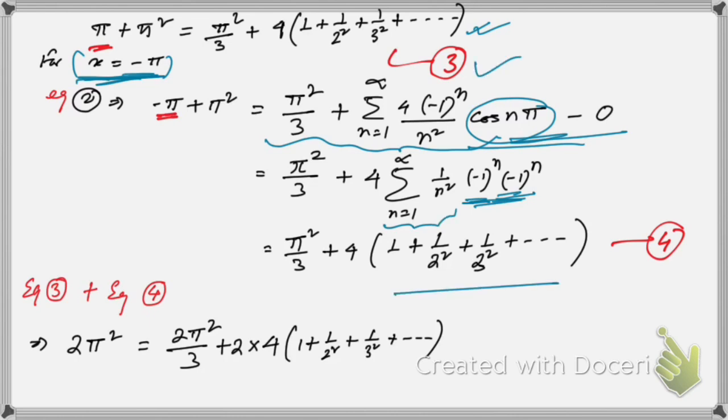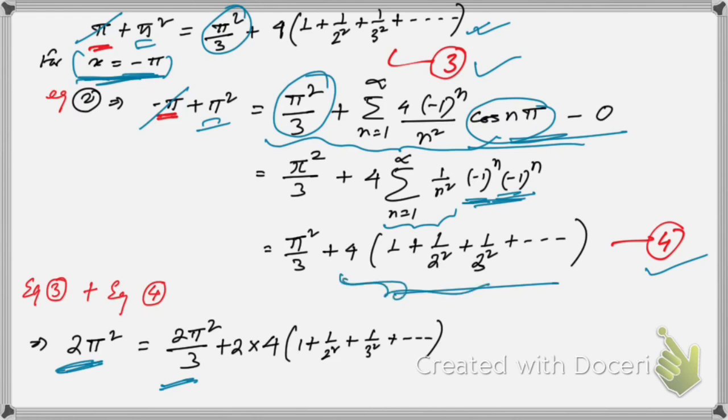Now adding equation number 3 and equation number 4, if you add these two, then plus pi and minus pi will cancel. Then pi square plus pi square is going to be 2 pi square. And if you add this pi square by 3, we have got 2 pi square by 3. And if you add this term here, you can see these two terms are the same, right? So we can write 2 into 4 within bracket 1 plus 1 by 2 square plus 1 by 3 square plus dot dot dot, and so on, right?